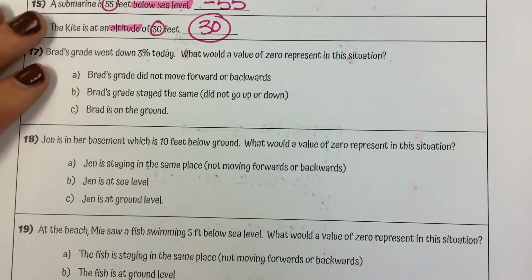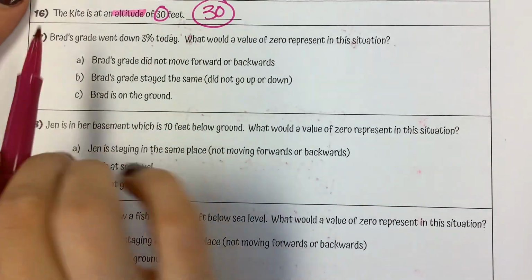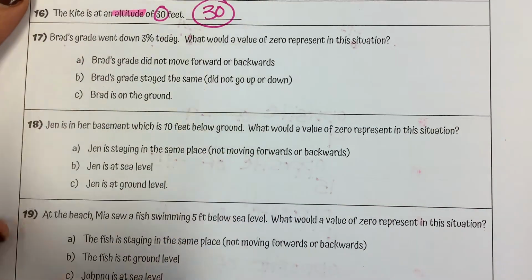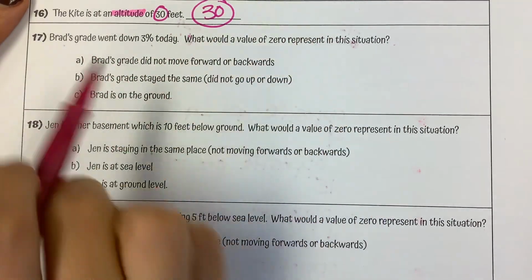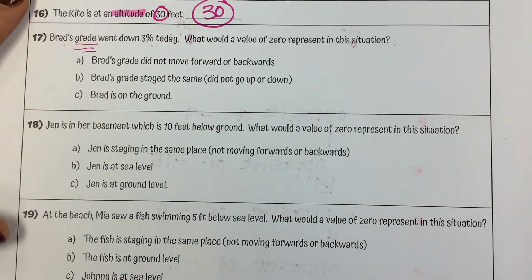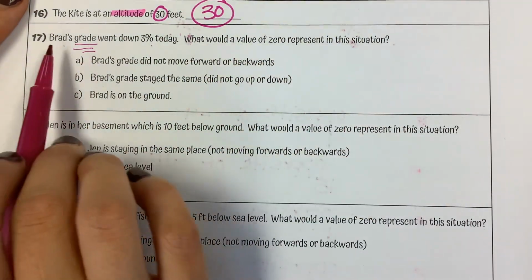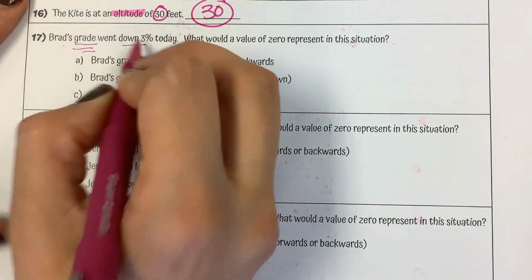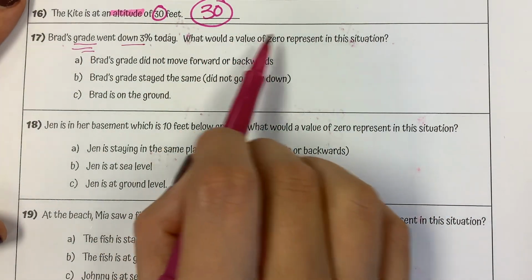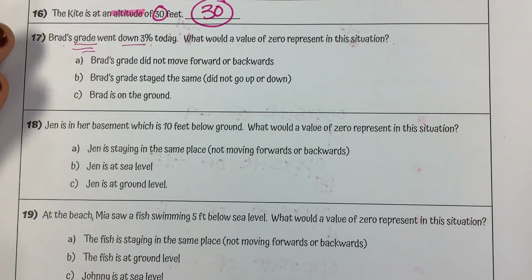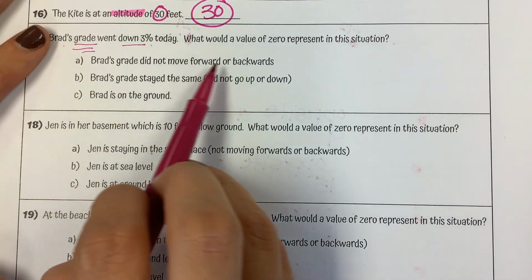Now we're gonna look at the different scenarios of what 0 means or represents. So in a scenario, you've got Brad's grade went down 3% today. We're not gonna worry about this actual number. We're just looking at the scenario where we're talking about Brad's grades. So what would 0 represent in this situation? So we talked about it going down 3%. It could go up 0%, but if it went down 0 or up 0, what does that mean? Brad's grade did not move forward or backwards.